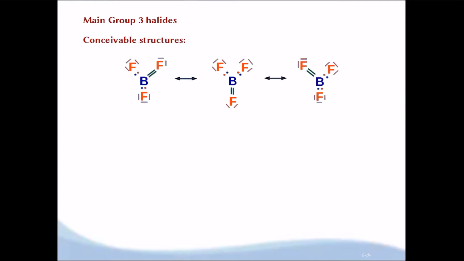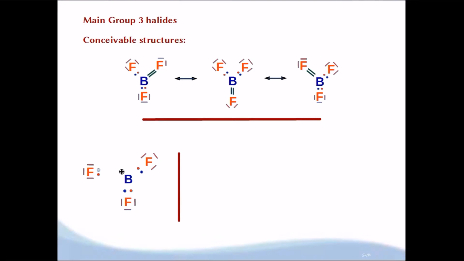Drawing main group 3 element halides is not as straightforward. In fact, several structures may be envisaged, like this one, where the fluorine atoms alternately form a double bond with boron. However, these resonance structures are not valid since boron would have a negative formal charge. More on this topic will be treated in another clip. Another possibility would be that fluorine grabs one of the valence electrons of boron, leading to an ionic structure. However, there is no experimental evidence for that.